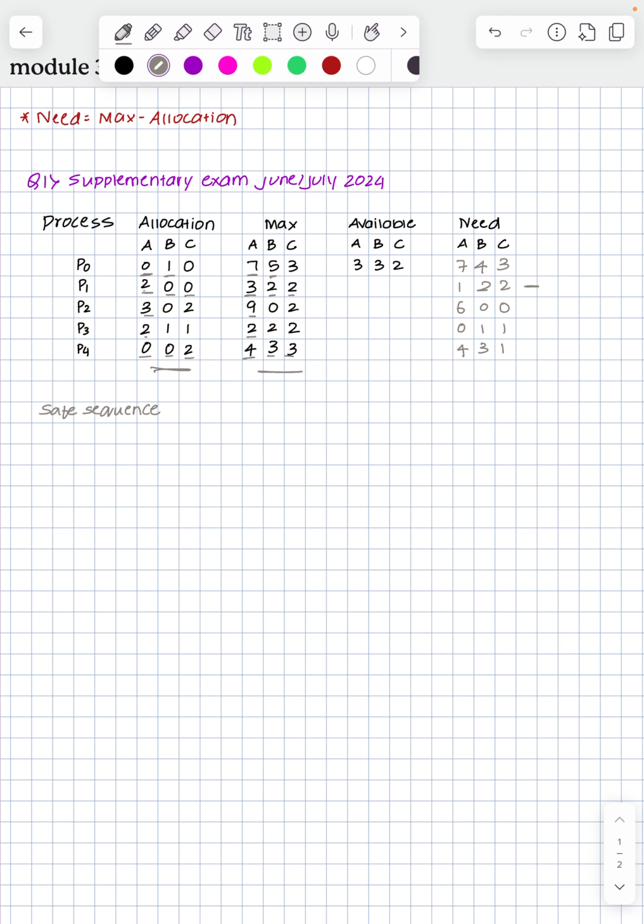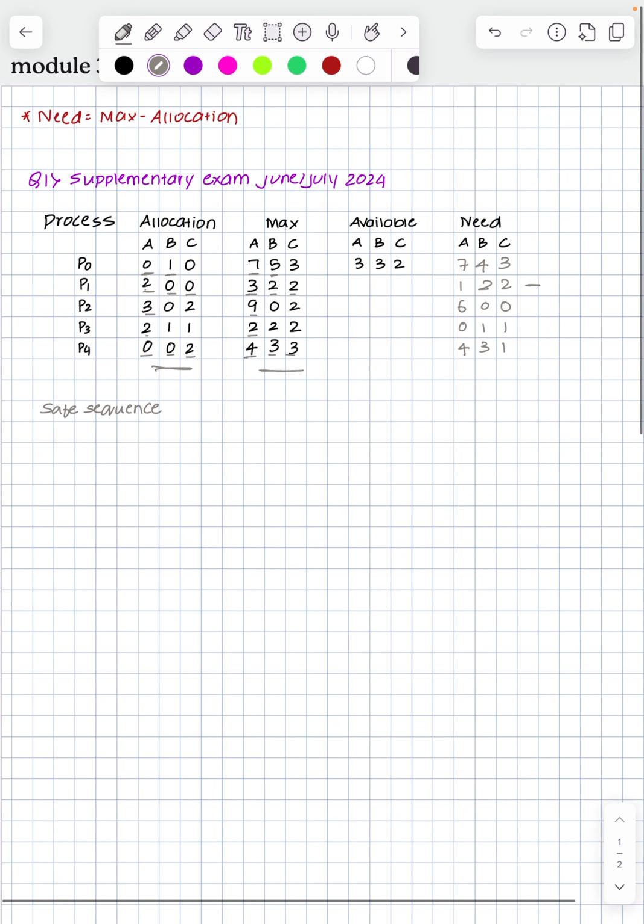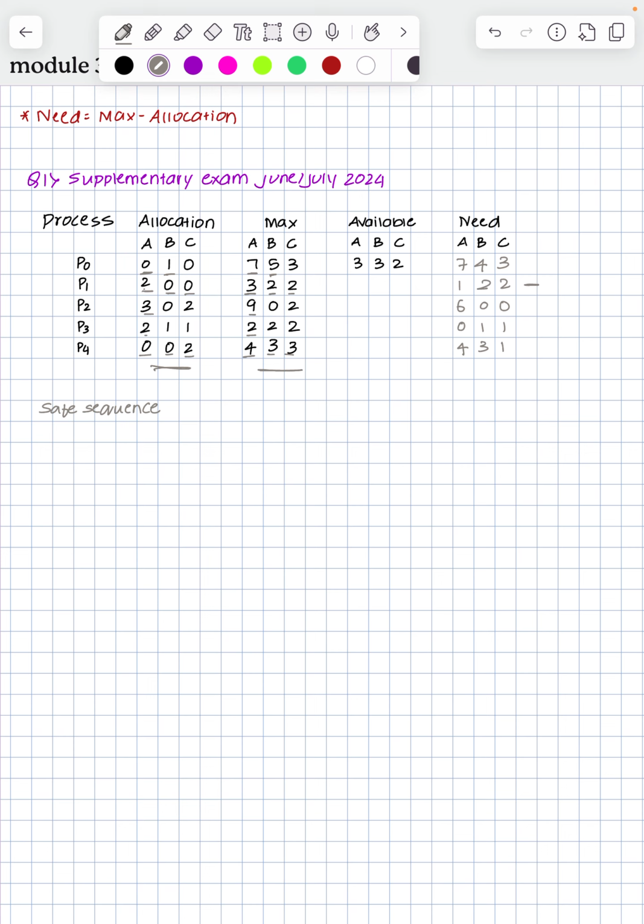See the next one, 1, 2, 2. We need 1 of A, we have 3. We need 2 of B, we have 3. We need 2 of C, we have 3. If we have more available, it is not a problem. But if we have less than what we need, then it will enter a deadlock state. So we have to check for that. So the P1 process can be satisfied, and P1 will go into the safe sequence.